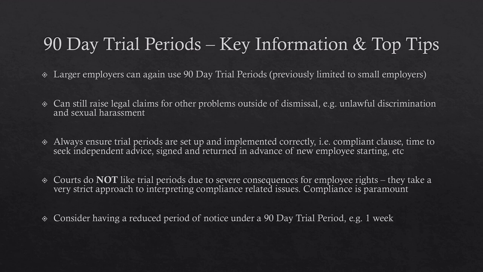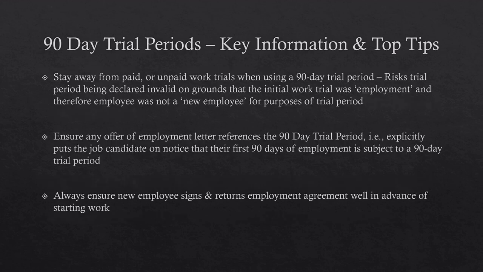So the key here is that compliance is paramount. It's important that you take the time to understand the basic legal requirements and that you implement them correctly. They are pretty straightforward, but it's very easy to miss some of the compliance requirements, and where that occurs, the trial period protection is lost, like I mentioned before. Consider having a reduced notice period under the 90-day trial period, and I mentioned this before. So rather than your 4 weeks general notice period of termination, or 2 weeks, perhaps only have 1 week is the key message there.